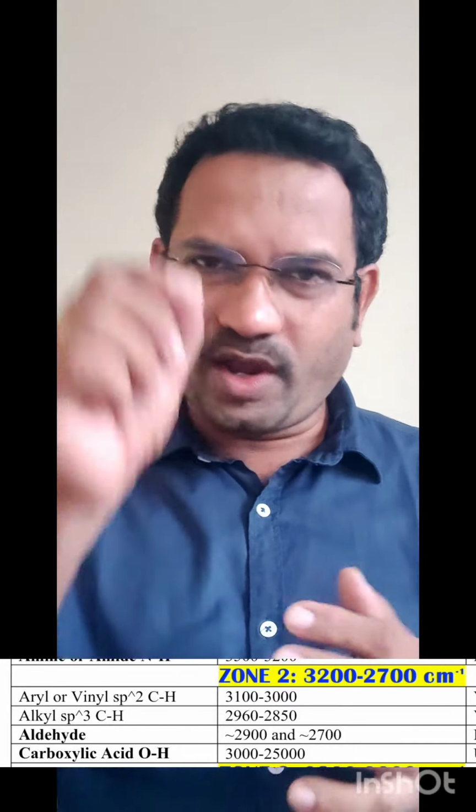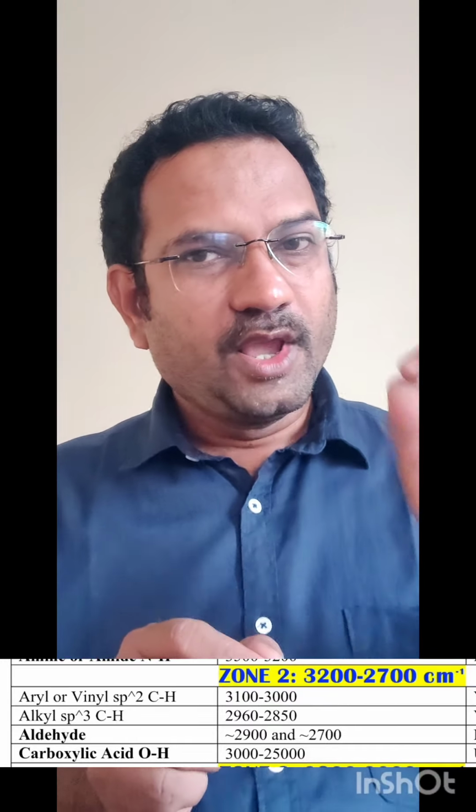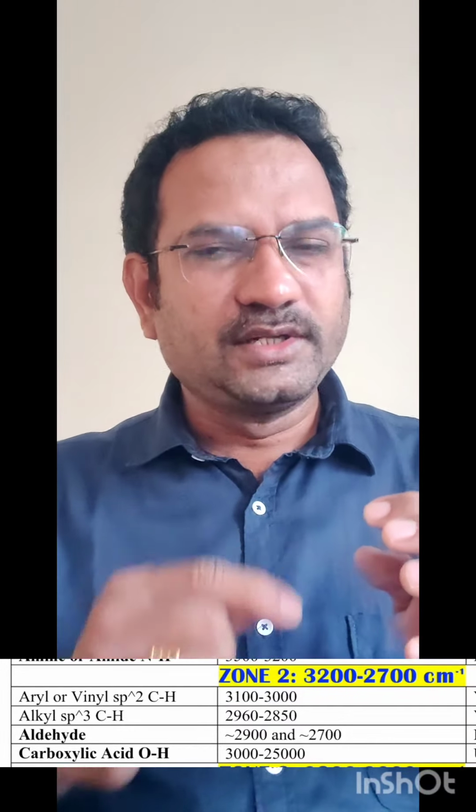Now again, a tip given by Murali Krishna sir is to draw a line at 3000 per centimeter. Anything above 3000, from 3000 to 3200, you will see the bond stretch of carbon-hydrogen where the carbon is sp2 hybridized. See, for sp hybridized carbon, the bond length is very short. The sp2 bond length is a little longer, so it requires less energy. That's why it is coming at 3000 to 3200.